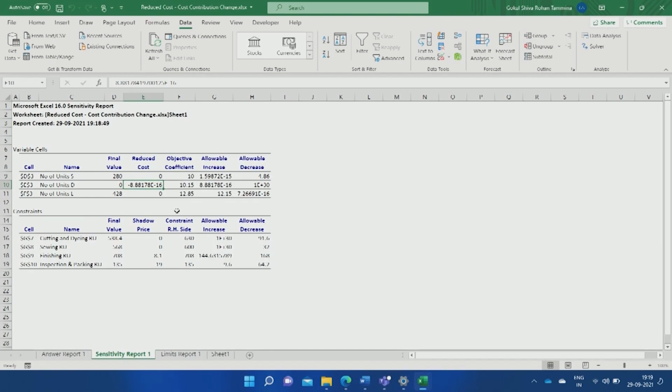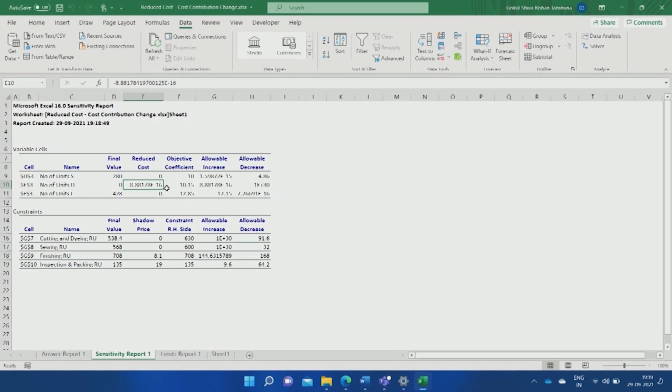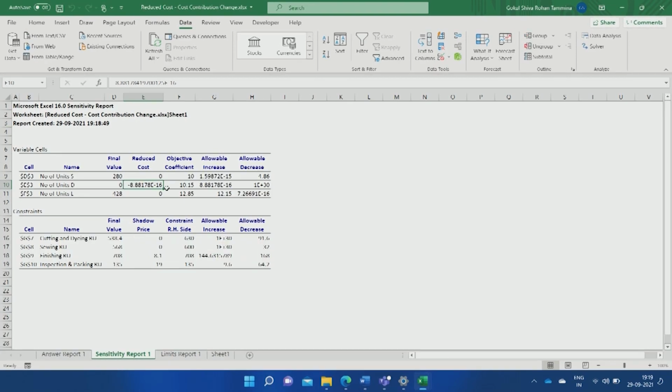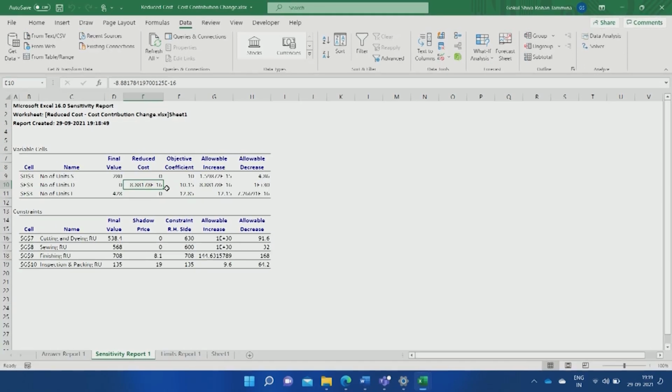So, here we are not getting a positive value. The reason is this problem has multiple optimal solutions. One limitation of using Excel for solving linear programming problems is, if the problem has multiple optimal solutions, we can see any one value, but we cannot see all possible multiple optimal values. How are we verifying that this problem has multiple optimal solutions?